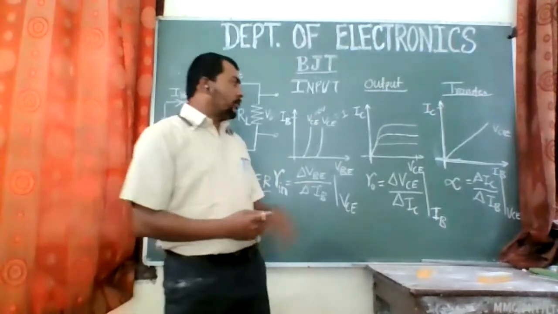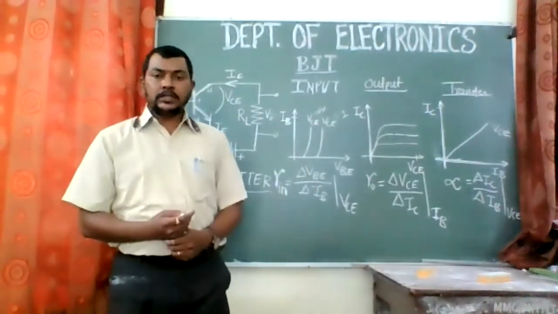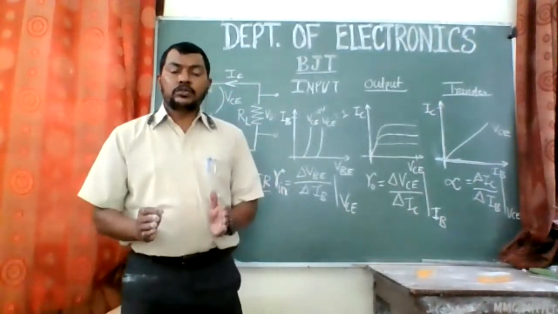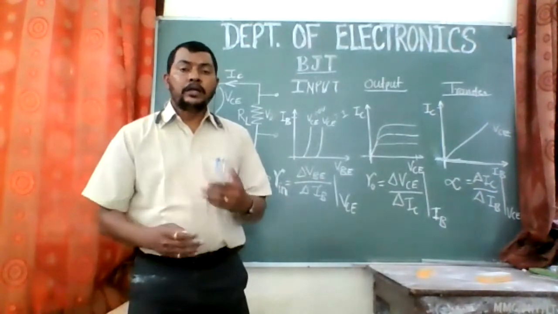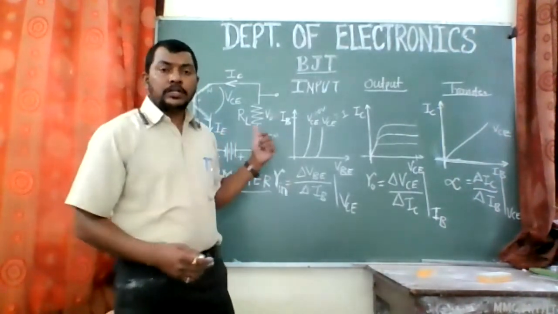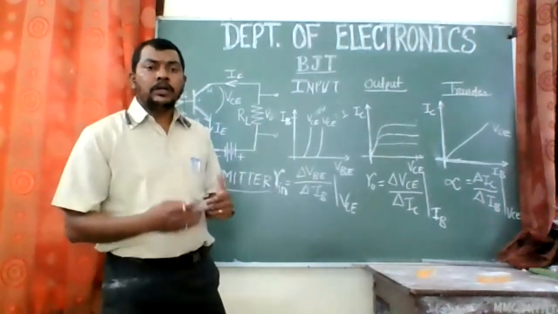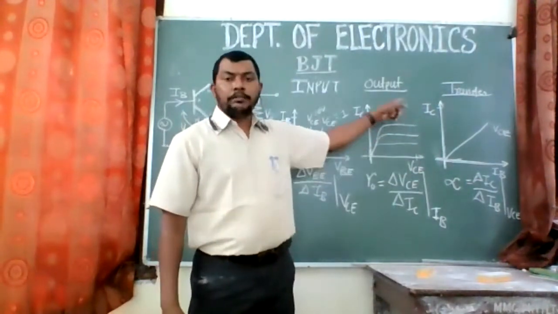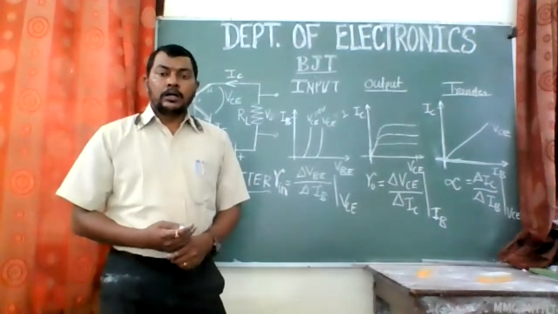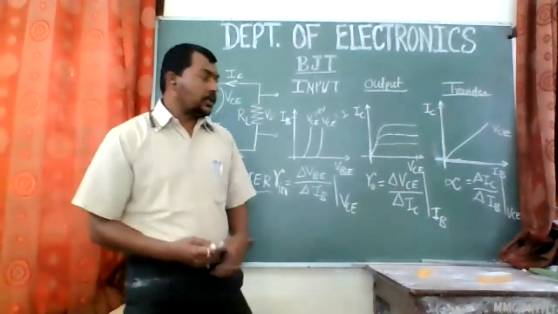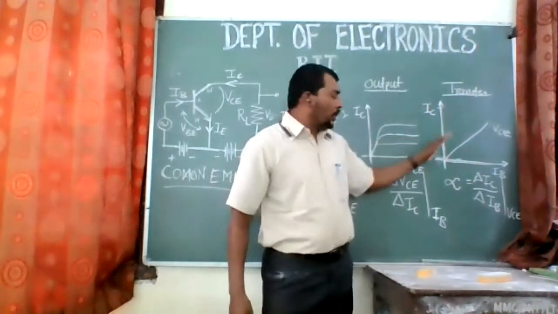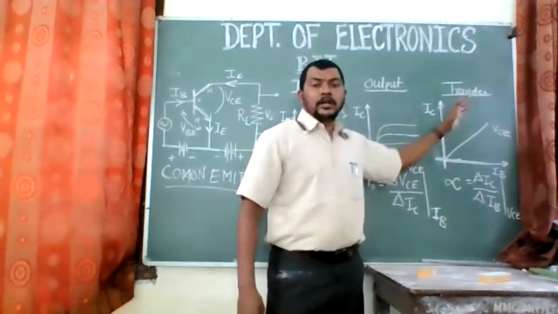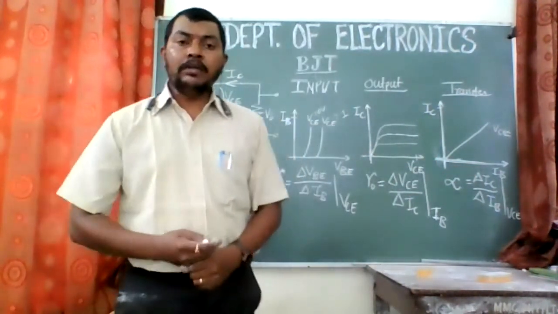The last characteristic of the common emitter configuration is the transfer characteristic. The transfer characteristic is nothing but the current amplification factor, that is, how the amplifier is going to amplify the current. You plot a graph between the input current and the output current, that is, the base current and the collector current, keeping the collector emitter voltage constant. We have a linear graph: as you go on increasing the base current, the collector current also increases.